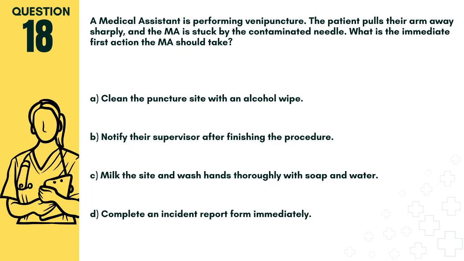Question 18. A medical assistant is performing venipuncture. The patient pulls their arm away sharply, and the MA is stuck by the contaminated needle. What is the immediate first action the MA should take?